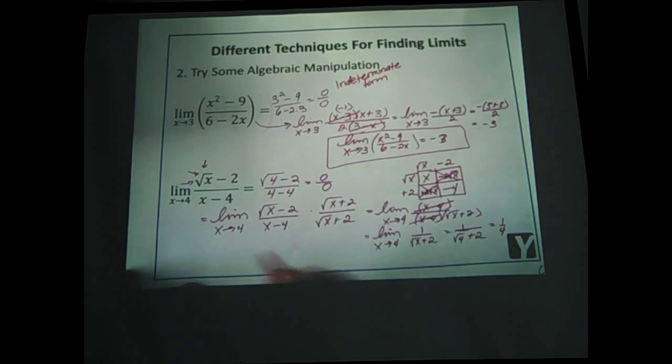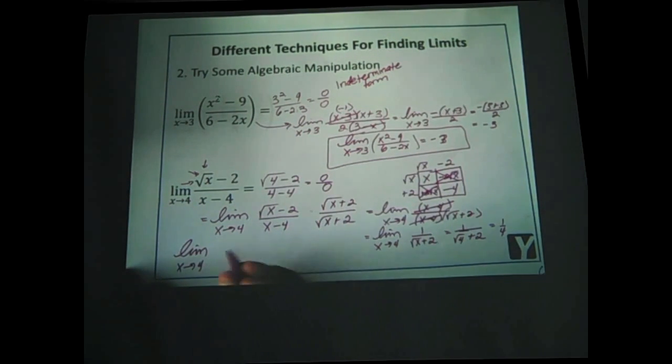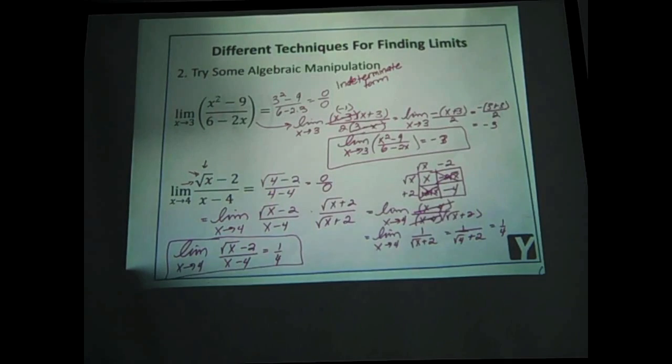I want to use good notation for everyone that's out there. So we get to say that the limit as x approaches 4 of the square root of x minus 2 over x minus 4 is equal to 1/4. Done.